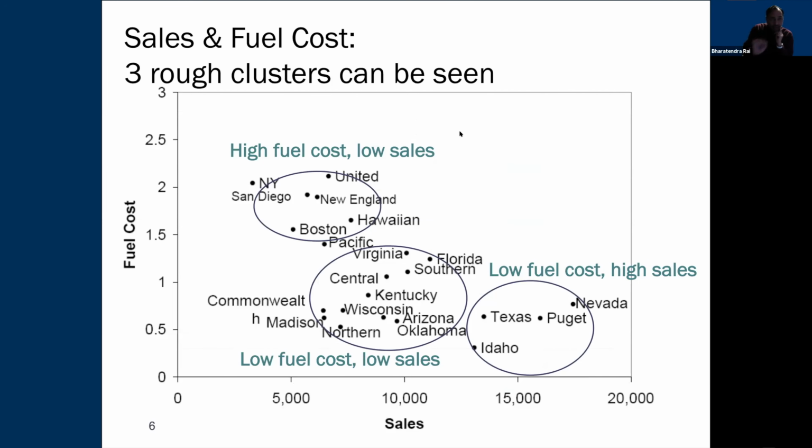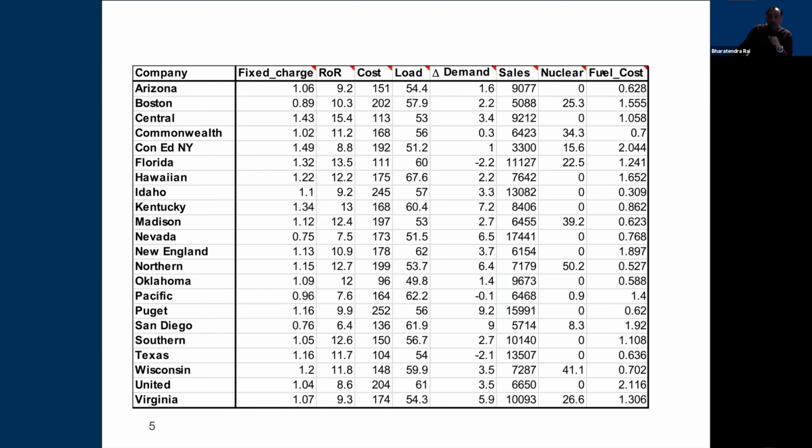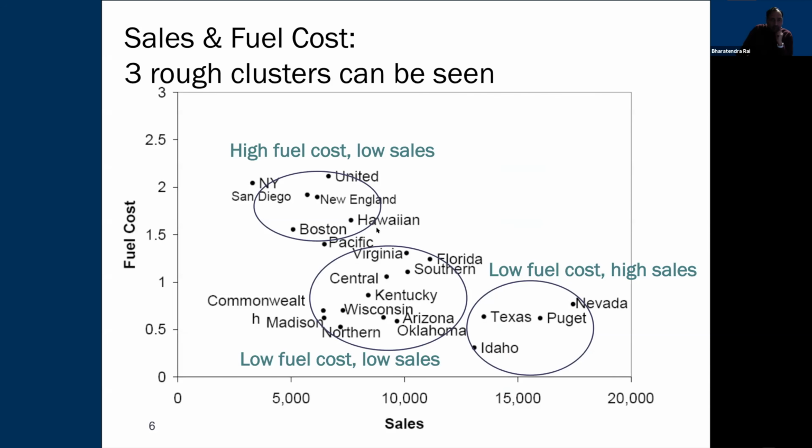So if we keep it simple for the time being, we just use 2 variables, sales and fuel cost. Once we make a scatter plot, just looking at it, you can see 3 groups form. There are some companies here with low sales but high fuel cost. And then there is some group of companies with high sales and low cost, and something in between. So roughly 3 clusters can be seen by eye.